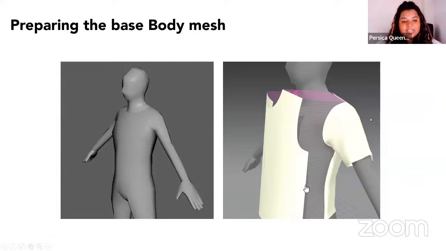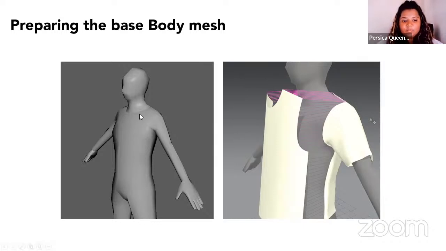So first thing is we need to prepare our body mesh. Now, what do I mean by preparing the body mesh? Imagine I am dressing a mannequin. If I were to dress a mannequin that is blocky and has hard edges, the garment that I put on top of it would also take that shape.